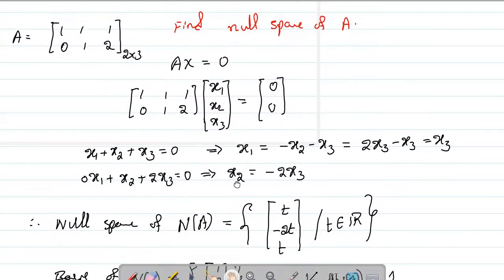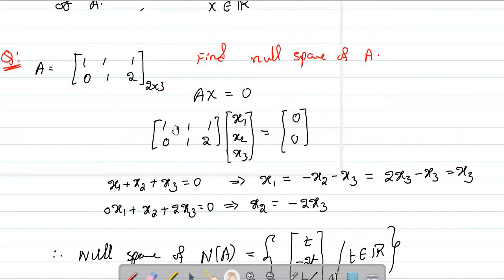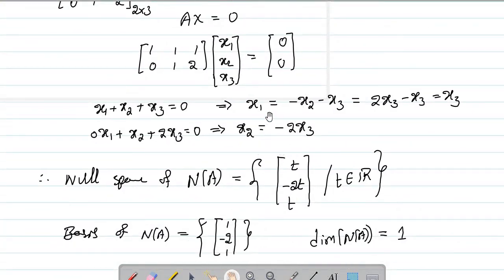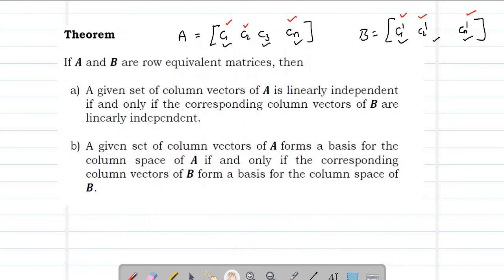Okay. But every time this process may not be easy. Why? Because here I directly solve the linear equations and I told you what is the null space of A. But here if I have a big matrix, for example, let's take the first case or this case itself.